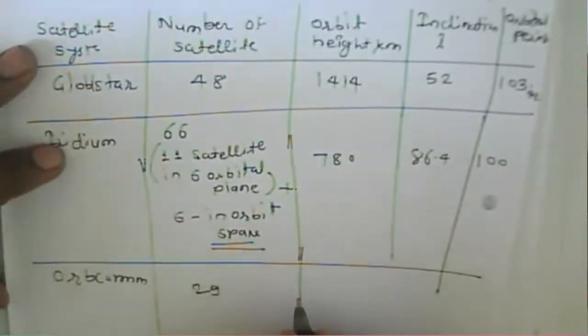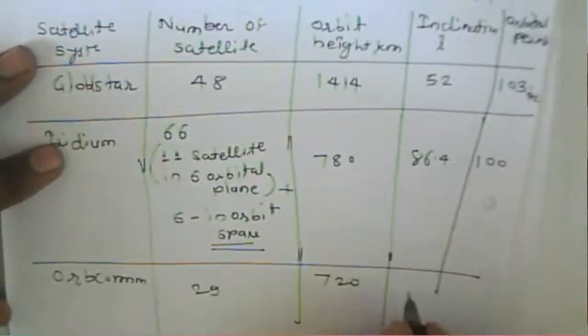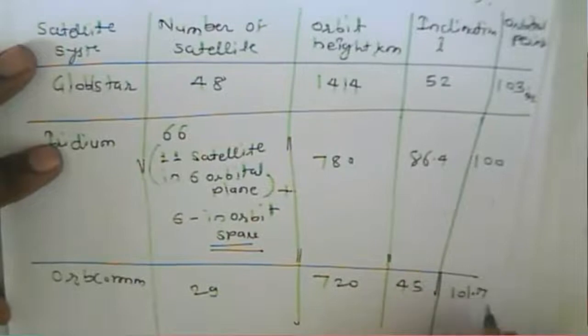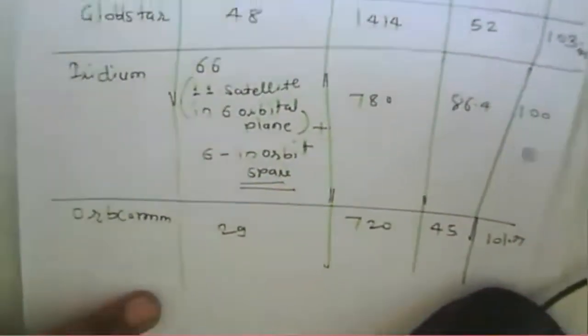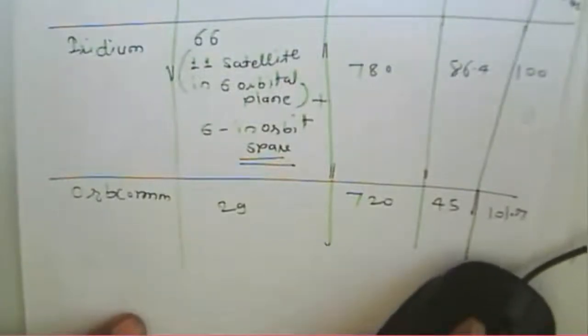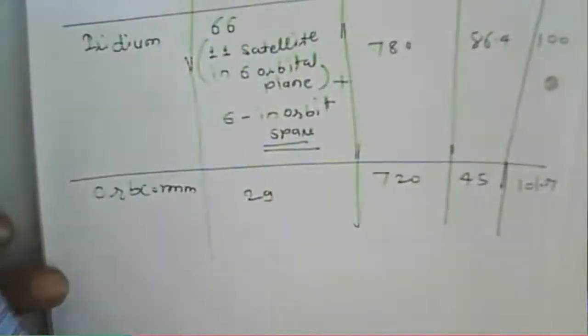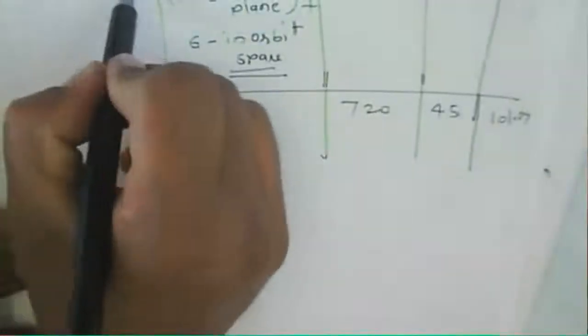Another system is Orbcomm. In that case, they have 29 satellites. The orbital height is about 720, and the inclination angle is about 45 degrees, with an orbital period of 101.827. Okay, now these are the various systems.